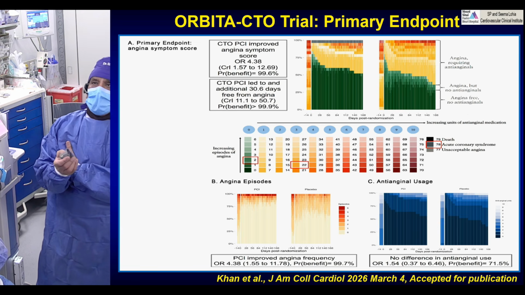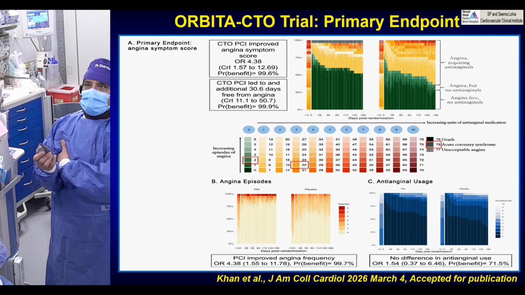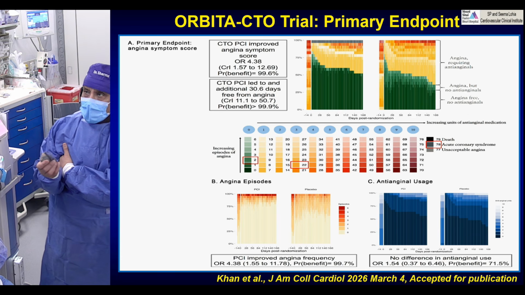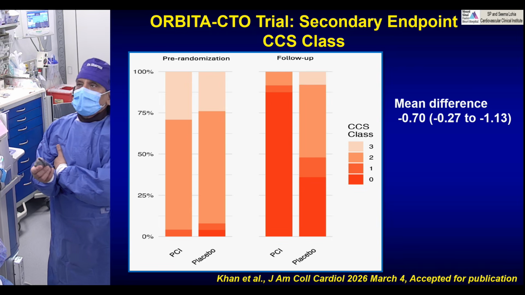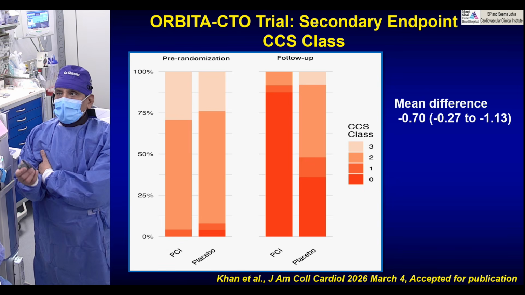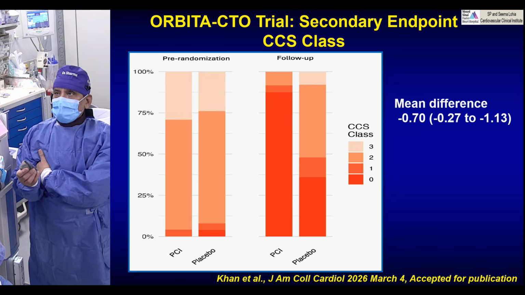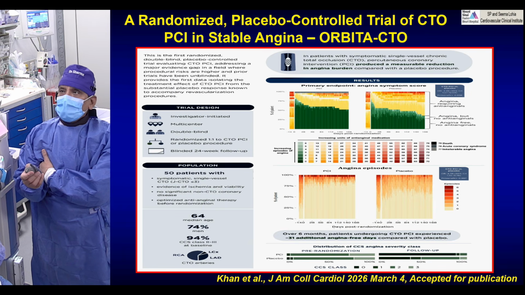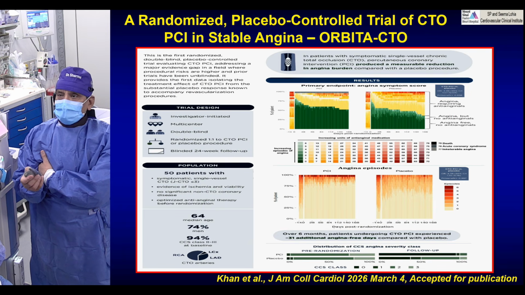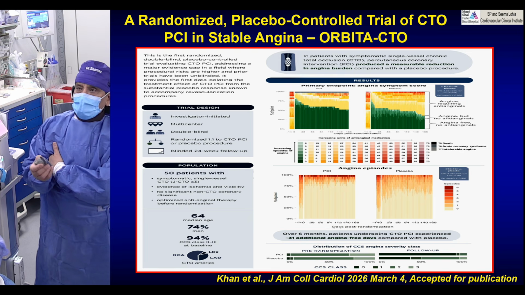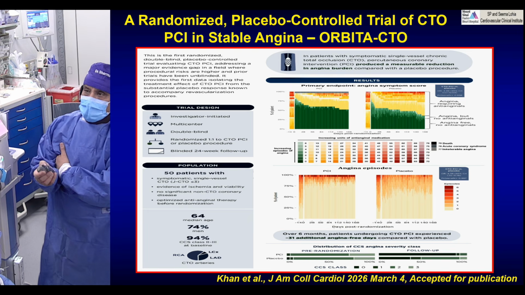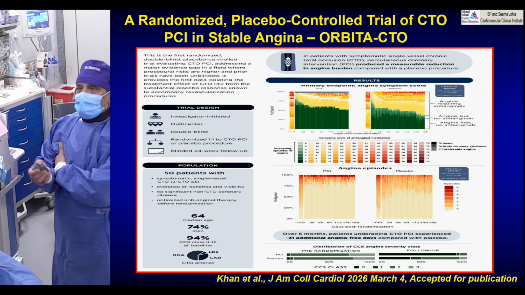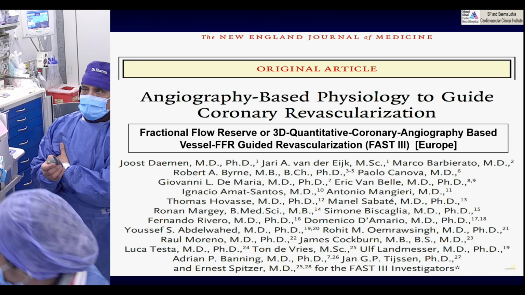The CTO PCI improved angina symptoms and angina score, although medication use was not different, and the angina class significantly improved with the PCI, with more patients in class 0 and 1 compared to 2 and 3 compared to medical therapy. So this is a central illustration just to show that at follow-up, angina class improved and angina frequency decreased in patients with revascularization.